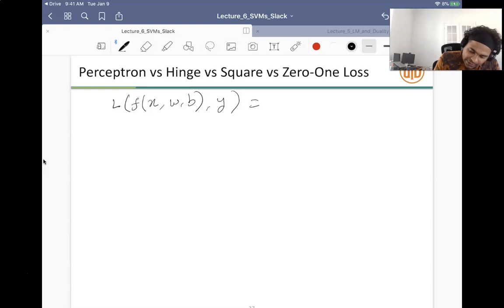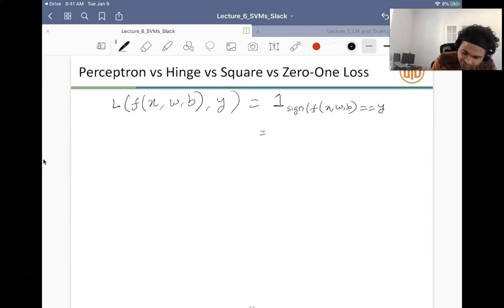In the case of the 0, 1 loss, we basically wrote this as an indicator. And by the way, typically you have the sum over these, but I'm just writing this for one instance, just one pair x and y. How do you measure this loss? So this was an indicator that I better make sure that the sign of f of x comma w comma b should be equal to y. So this was the 0 1 loss.